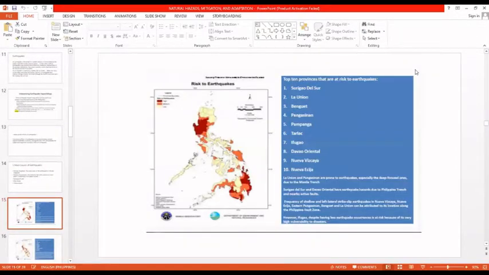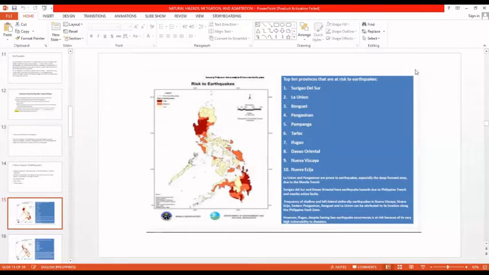Next we have here the map showing the 10 provinces that are at risk to earthquake. We have Surigao, La Union, Benguet, Pangasinan, Tarlac, Ifugao, Davao Oriental, Nueva Vizcaya, and Nueva Ecija. Basically, I am here sa General Santos, sa southern part ng Mindanao, kami ng family ko. Kapag merong lindol sa Davao Oriental, nararamdaman namin dito.